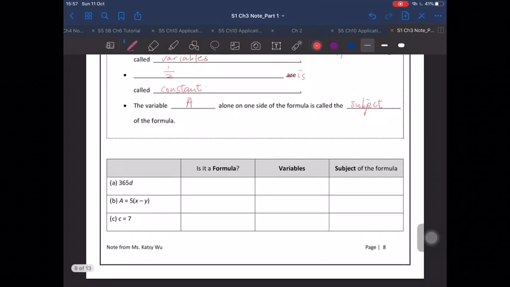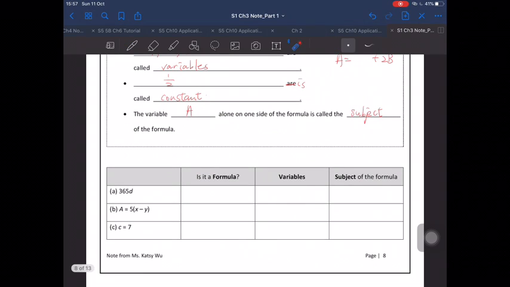So for the definition of a formula, it has the equal sign, but we cannot solve the formula. We cannot find the values of x, y. The whole expression is expressed using English letters. Then we will say that is a formula. So and then for the variable, that means we are talking about the English letter. The subject of the formula is the variable alone on one side of the formula.